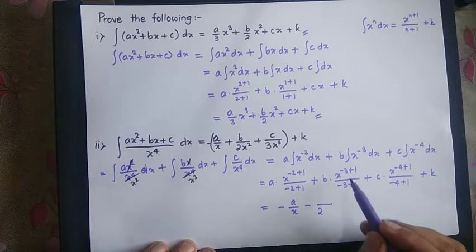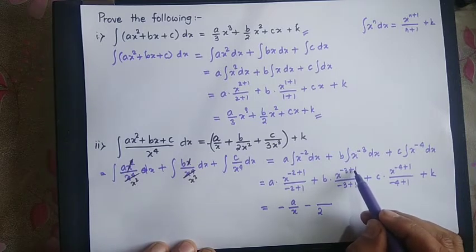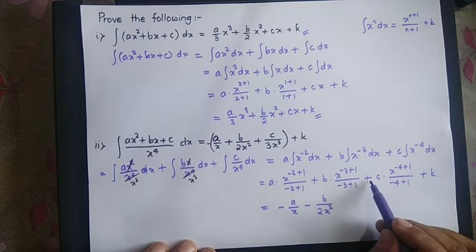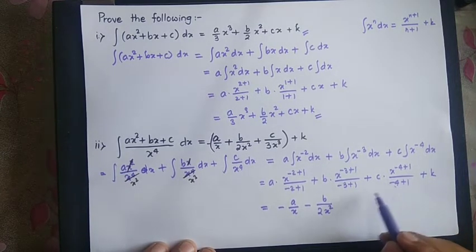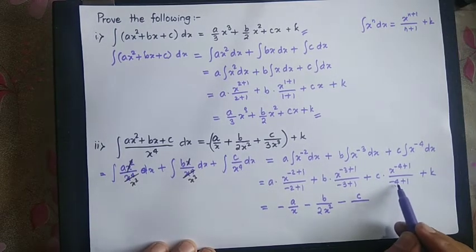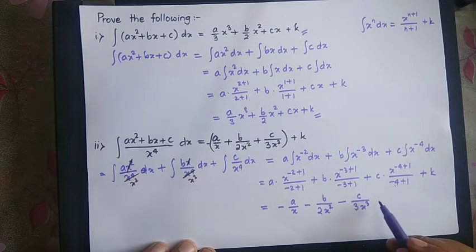Now we have got x to the power minus 3 plus 1, that is x to the power minus 2, so when it comes to the denominator it becomes square, and in the numerator we have got b. Similarly this is minus 3, so plus into minus becomes minus, and in the numerator we have got c, and in the denominator we have 3. Minus is here, so 3 is left, and this x to the power minus 3, when it comes to the denominator, becomes x cube, plus k is there.